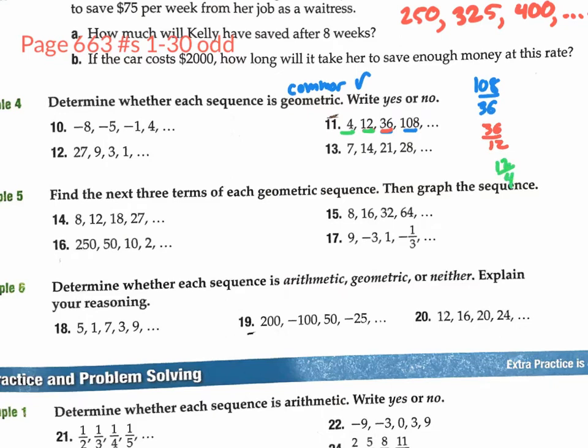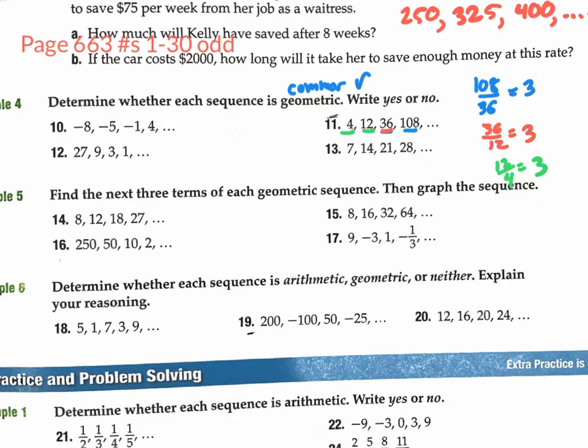Now, again, the question is, is this sequence geometric? Well, do they have a common ratio? 12 divided by 4 is 3. But when you go to 36 divided by 12, that is 3 also. Okay. And how about 108 divided by 36? That's also 3.